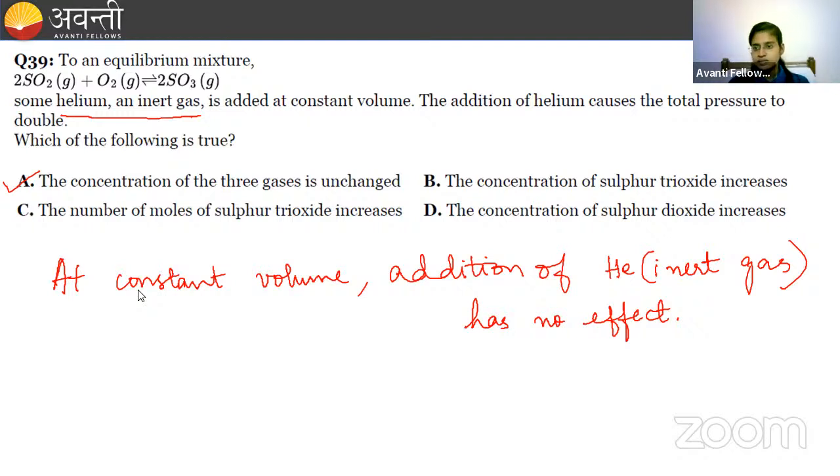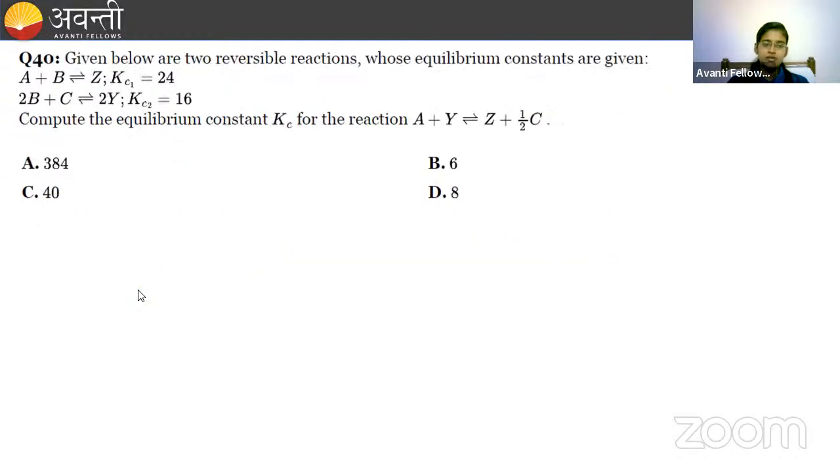All right. Now let's go for question number 40. Given below are two reversible reactions whose equilibrium constants are given. A plus B is in equilibrium with Z, and the equilibrium constant is 24, and for 2B plus C giving 2Y, it is equal to 60. Compute the equilibrium constant for the required equation, which is A plus Y in equilibrium with Z plus half of C.